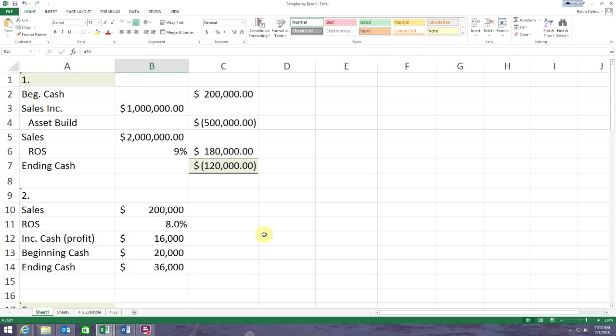So think about that. If your assets were at 50% of sales and your sales were $600,000, your assets were at $300,000, right? However, if sales go up to $1.2 million and your assets are still 50% of sales, your assets have to increase by $300,000 to $600,000, right? And we'll look at that in my example.